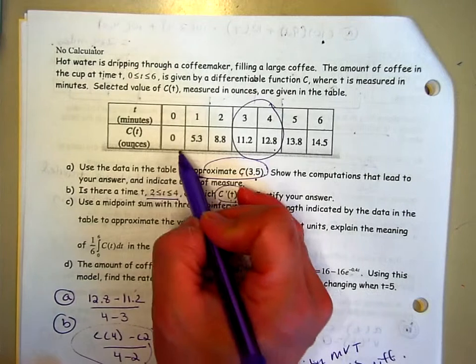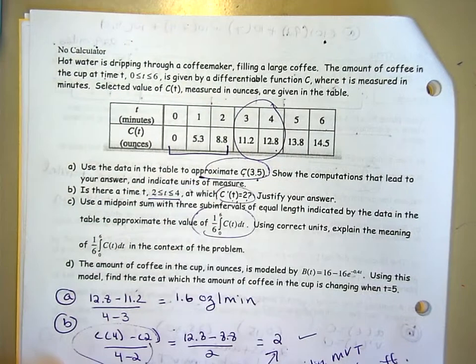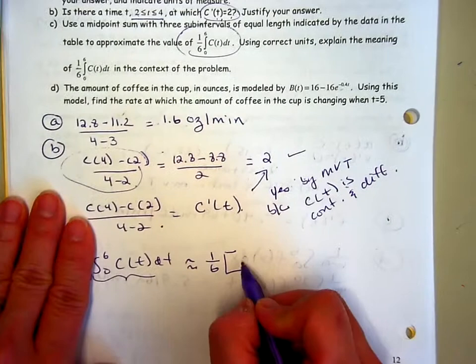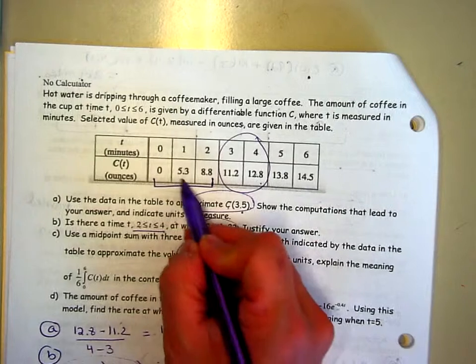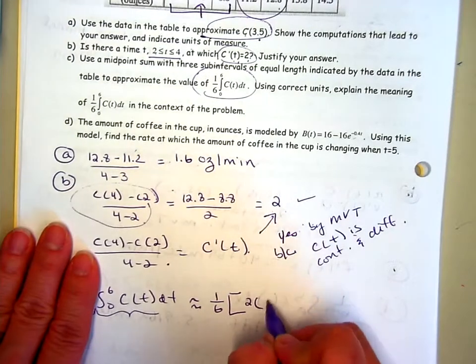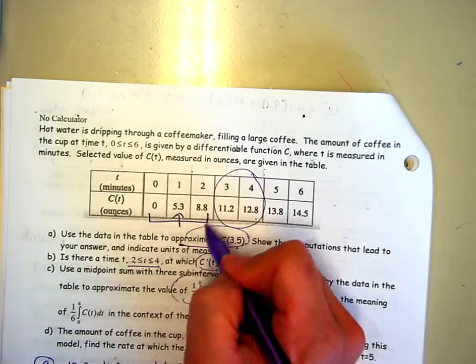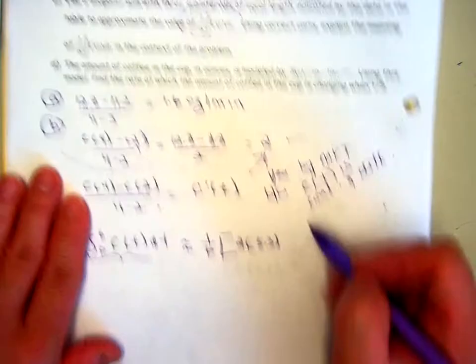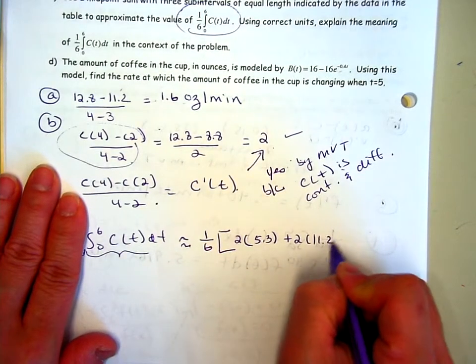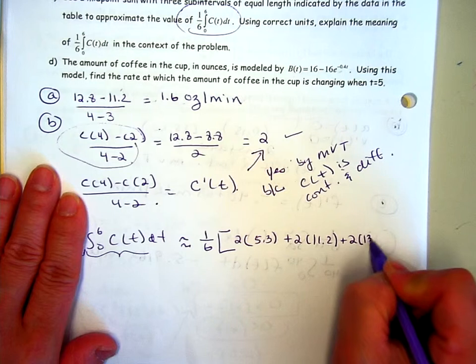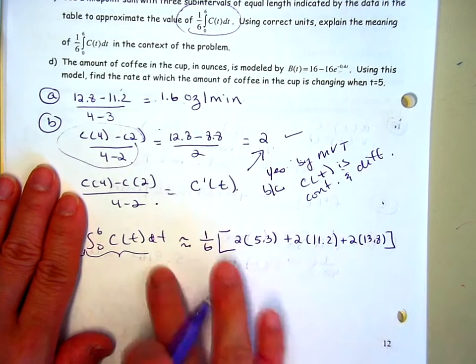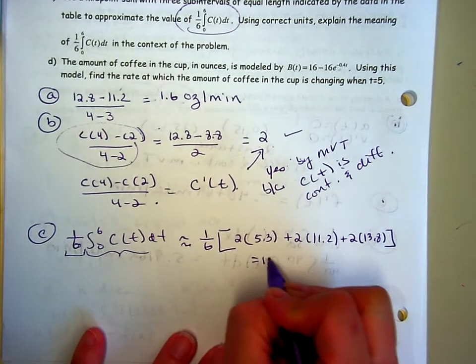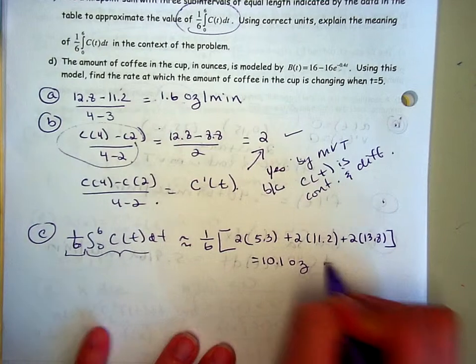So again, using this, there's my first rectangle from 0 to 2. There's my width, and the number in the middle is 5.3. There's my height. Look at the next rectangle. Again, width is 2. The middle number, height, is 11.2. And do the same thing for the last one, 2, 13.8. Okay, this is your setup. So I get 10.1 ounces here.